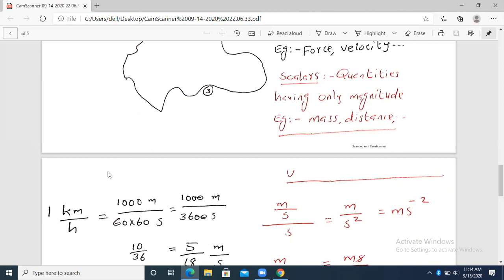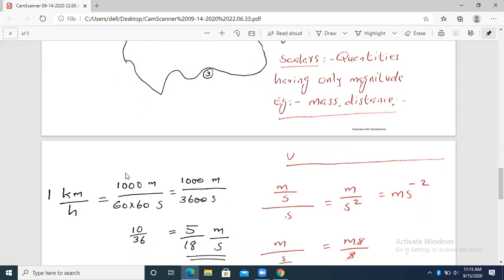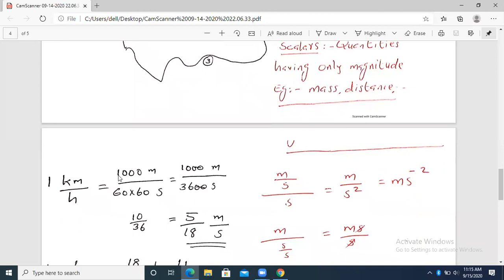So here, 1 kilometer per hour means, how can we change it into meter per second? That is our topic. Listen carefully. Don't ask me again. Not now, later. So now you listen, you will understand.